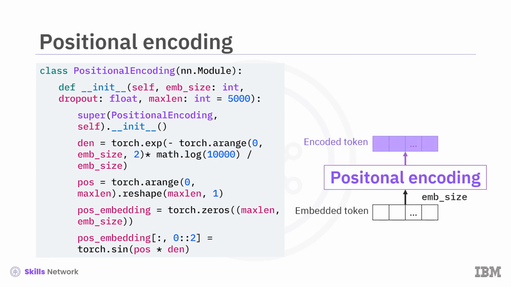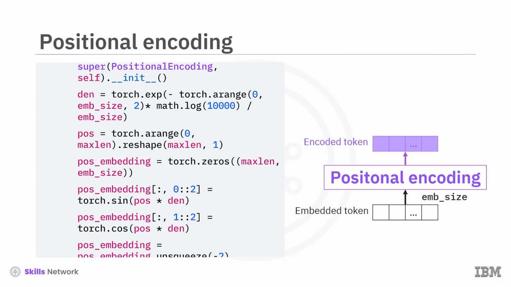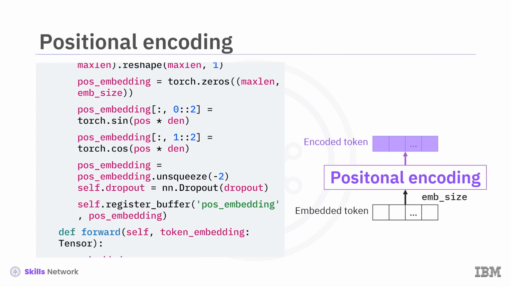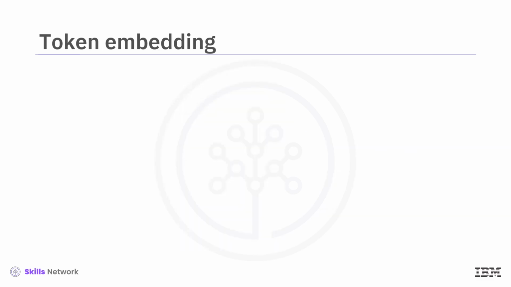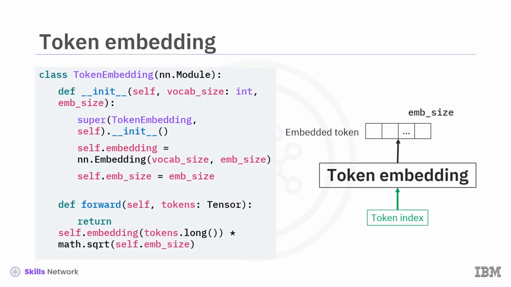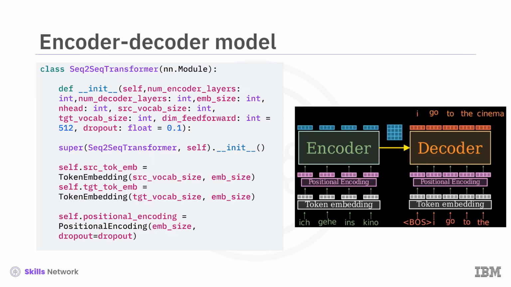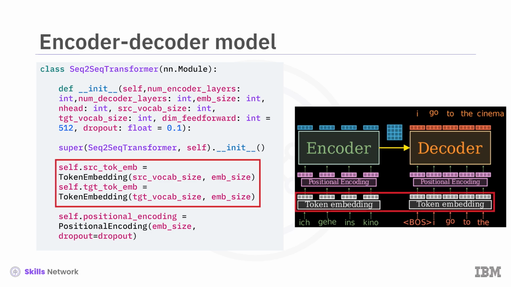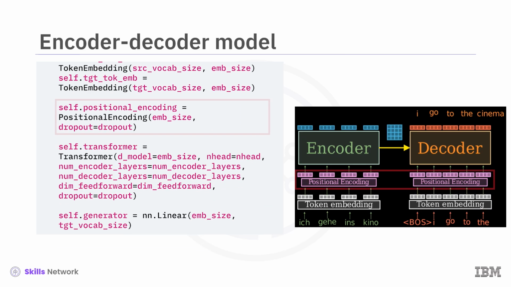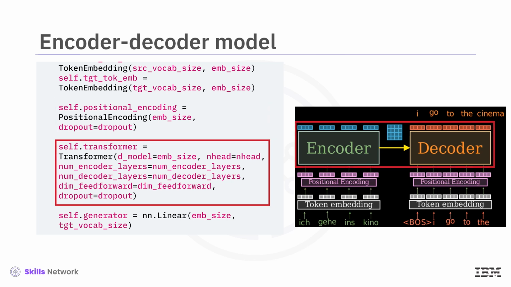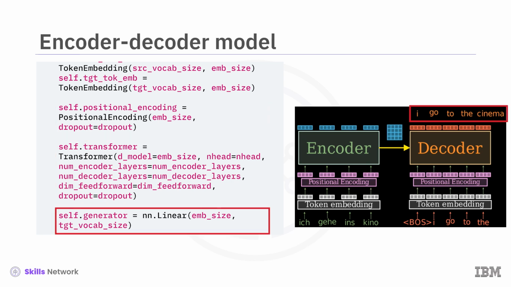Here, you have a positional encoding module that injects some information about the relative or absolute position of the tokens in the sequence. This is a token embedding module for generating text embeddings in the form of a vector. Let's now put all the components together to create an encoder-decoder model for translation. First, create the embedding layers for the source and target. Next, create the positional encoding layer. Then create the transformer. Finally, create a generator layer similar to the output layer on a neural network.